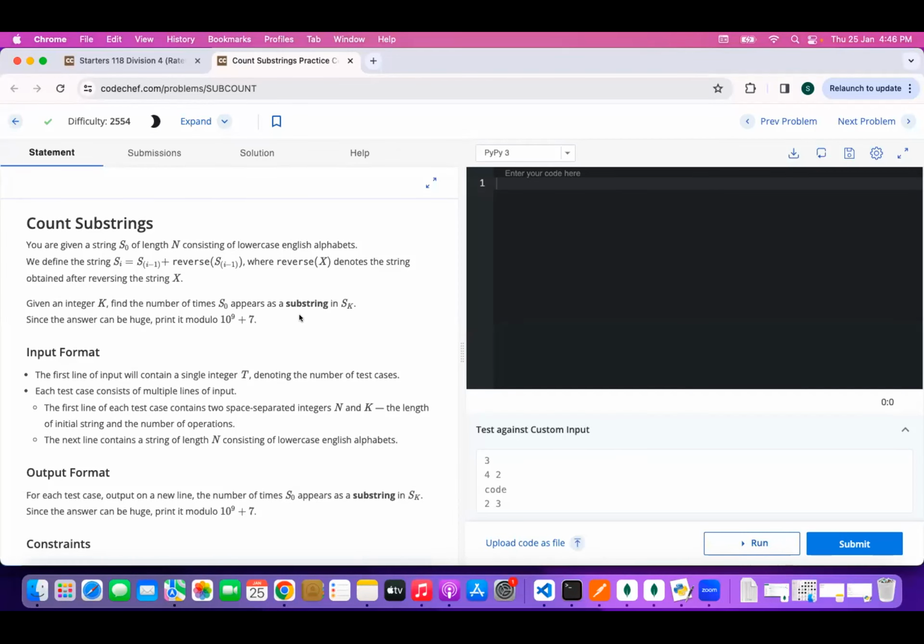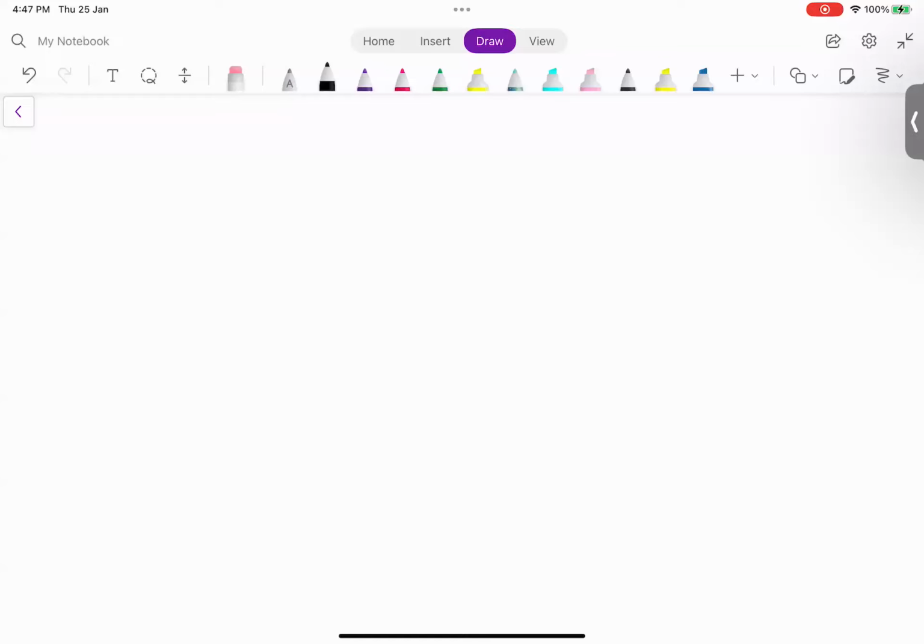The next question of CodeChef Starters 118 is Count Substrings. In this question, we are given an initial string S0, which is some string of length n. Now we can deduce a new string from the previous string.